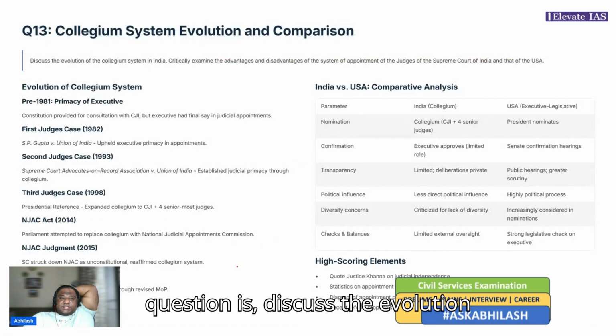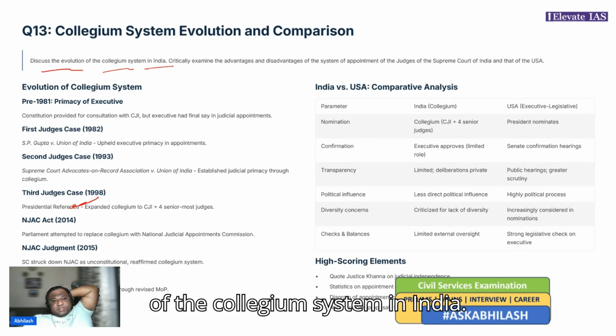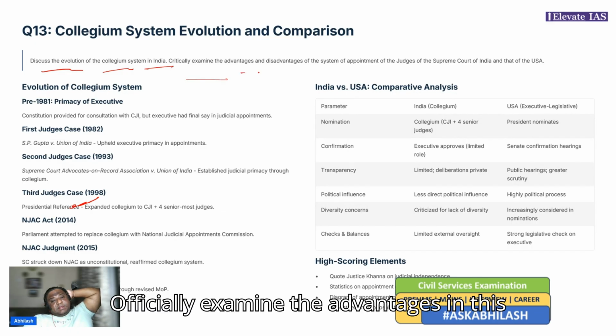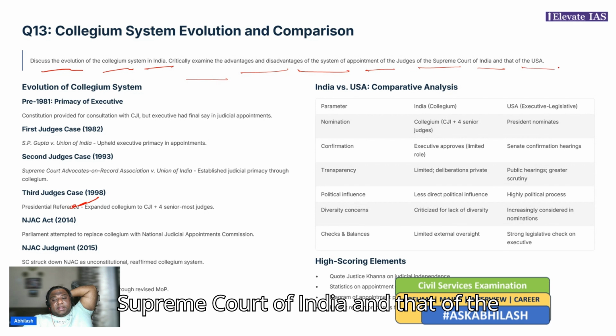Collegium system. Next question is: discuss the evolution of the collegium system in India and critically examine the advantages and disadvantages of the system of appointing judges to the Supreme Court of India and that of the USA.